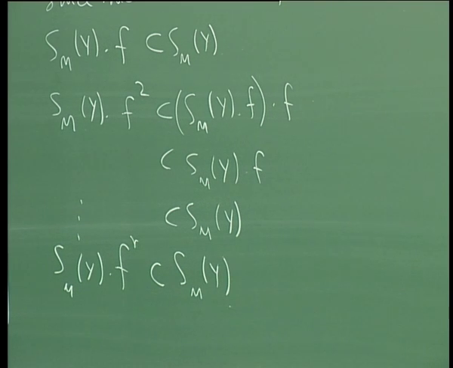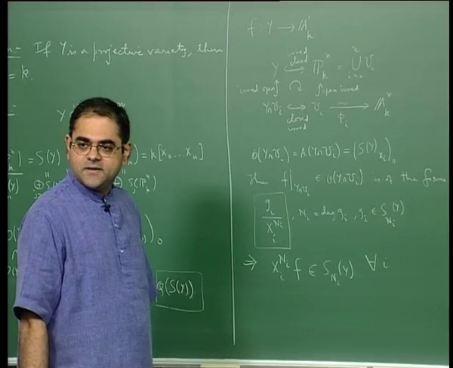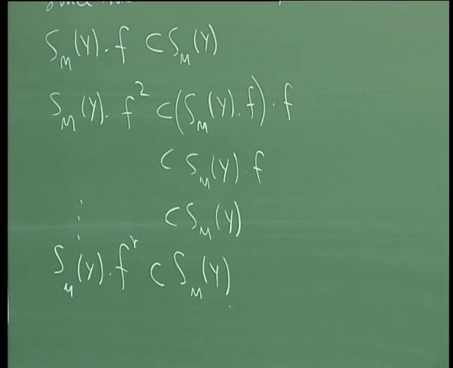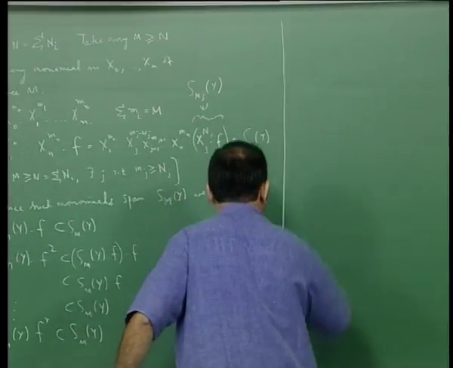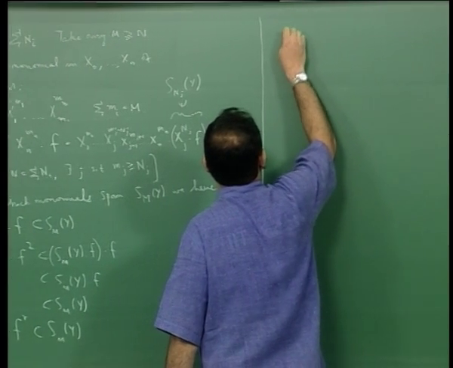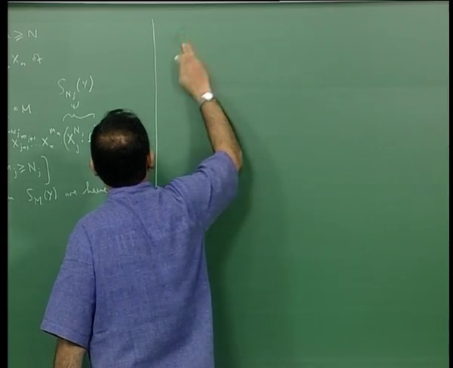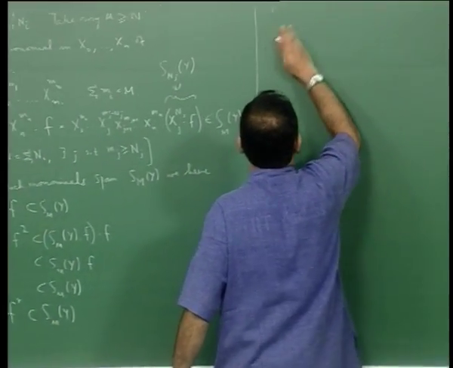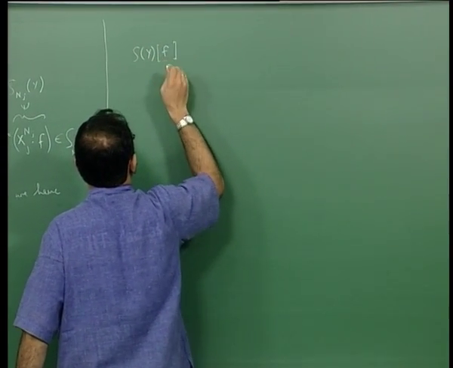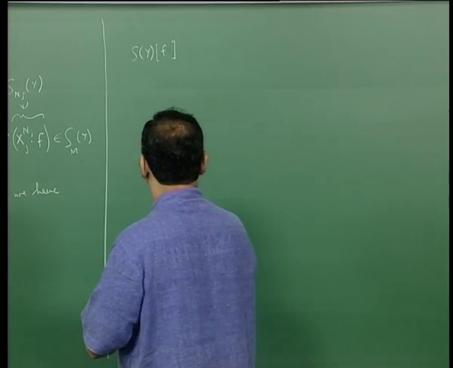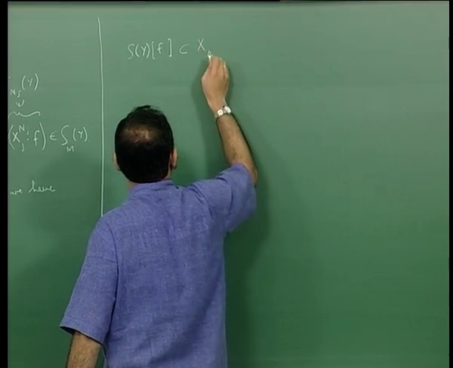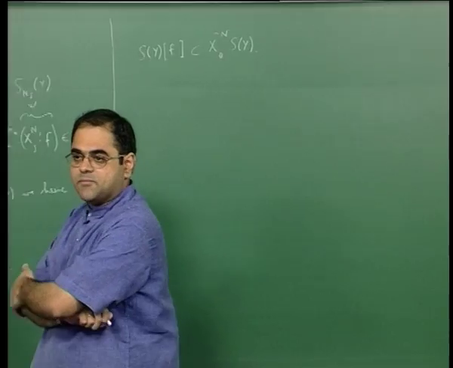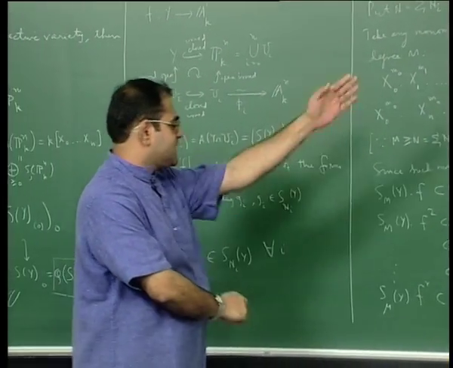okay. So multiplication on the right by non-negative powers of f is going to push smy into itself. So in particular, what I want you to notice is the following, here is the observation that is very important for us. The observation is that S Y F is contained in X naught to the power of minus n times S Y. It is a result of this actually.